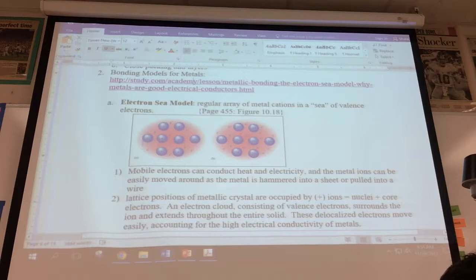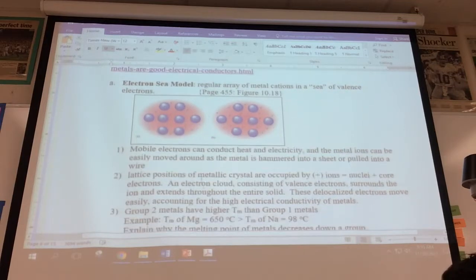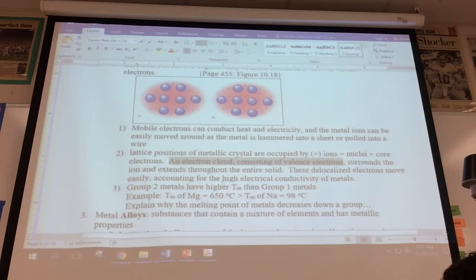All right, so you can have that electron sea model shown right here. You get these metallic cations, if you will, the positively charged nucleus with the core electrons, and then you've got this sea of negative electrons. The mobile electrons can conduct heat and electricity, and the metal ions can easily be moved around as you hammer it, pull it, etc. So the lattice positions would be right here, essentially the nucleus and core electrons. You've got an electron cloud where the valence electrons are found. Due to the fact that they can move around easily, you get high electrical conductivities.